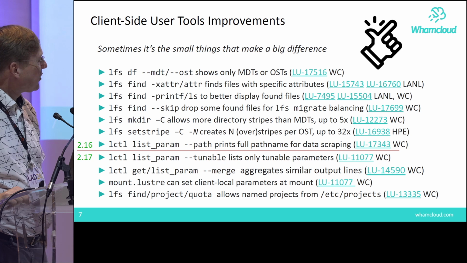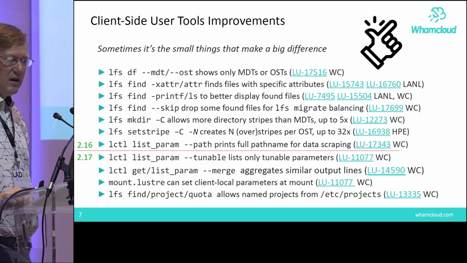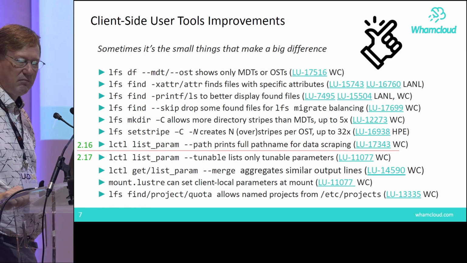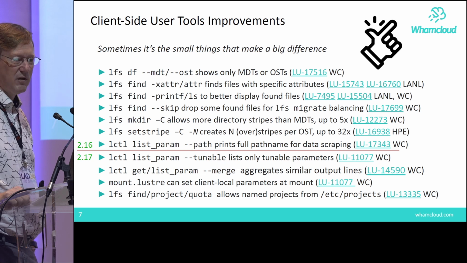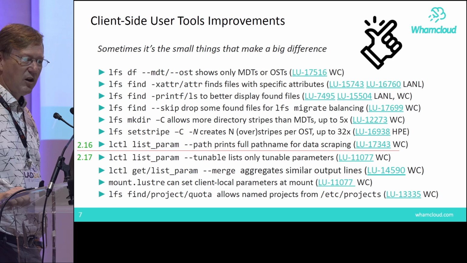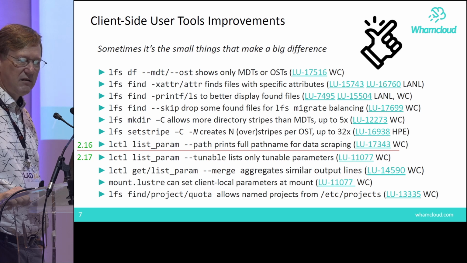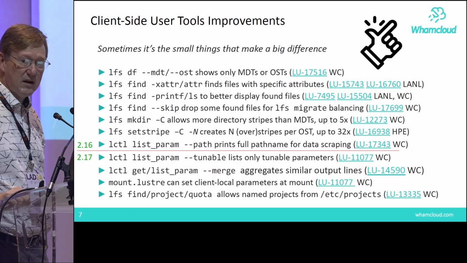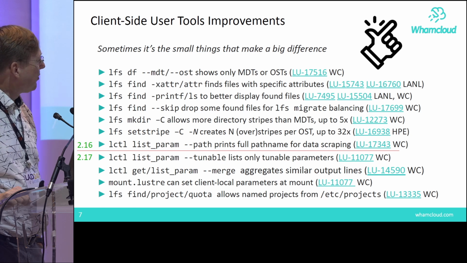We can do overstriping on directories now. That's shown up as improving performance, granted for benchmarking, but if you have a very large directory and lots of contention for high numbers of threads, but you only have 4 MDTs, you can say, stripe this directory over 16 stripes, and they're each locked separately at the server side, and so that gives you some improvements.